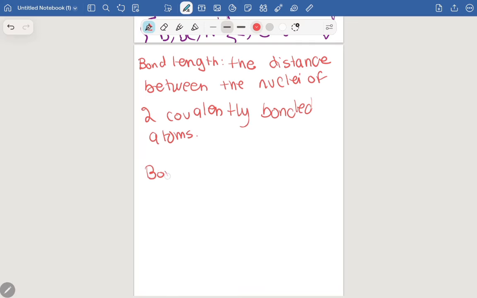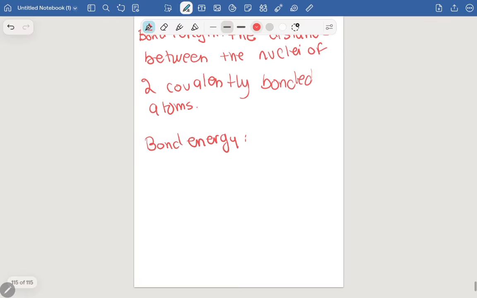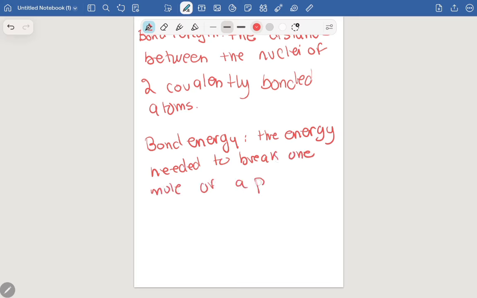What's the next thing we're going to define? We're going to define bond energy. We also defined bond energy previously, but now we're going to change it into something more general. It is the energy needed to break 1 mole of a particular covalent bond. Okay?